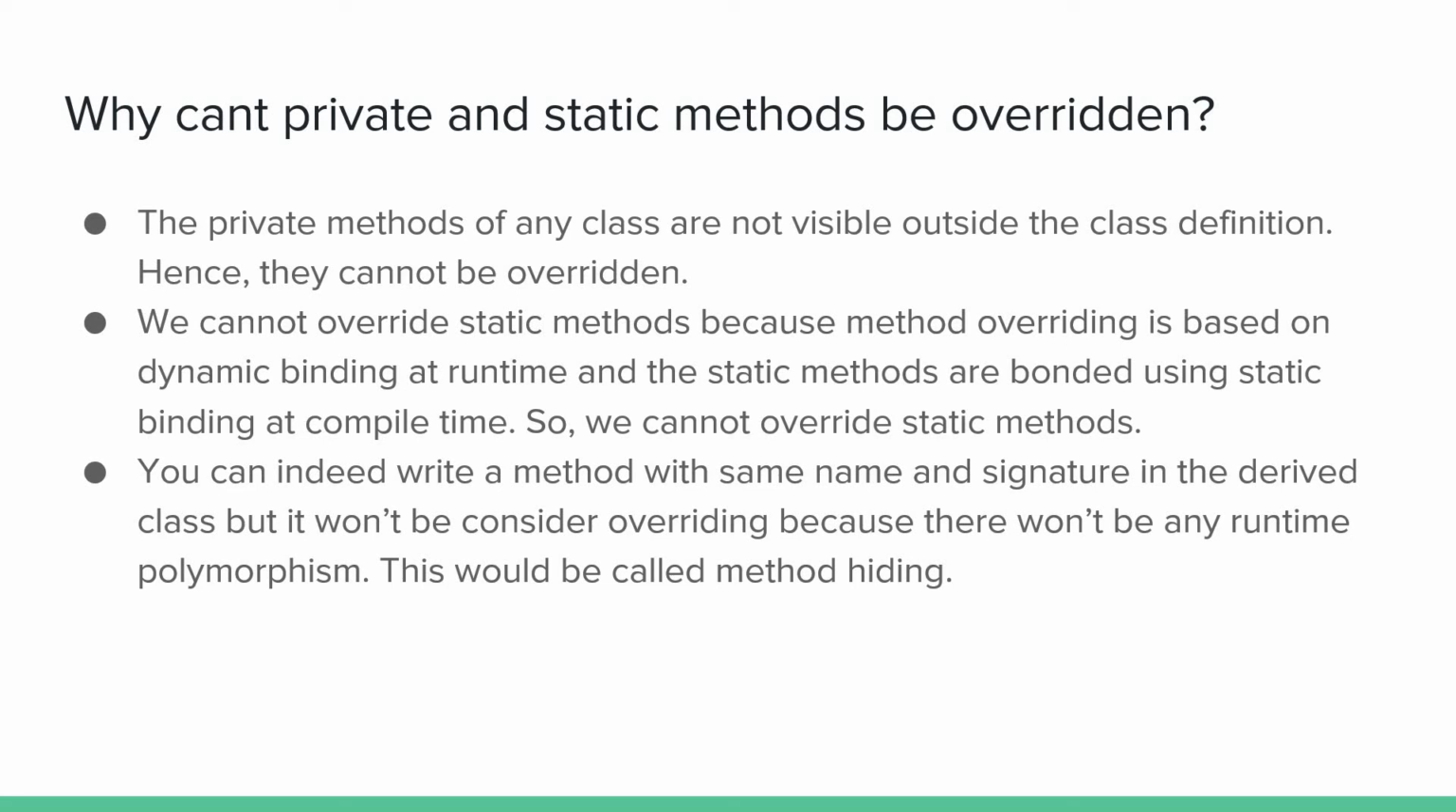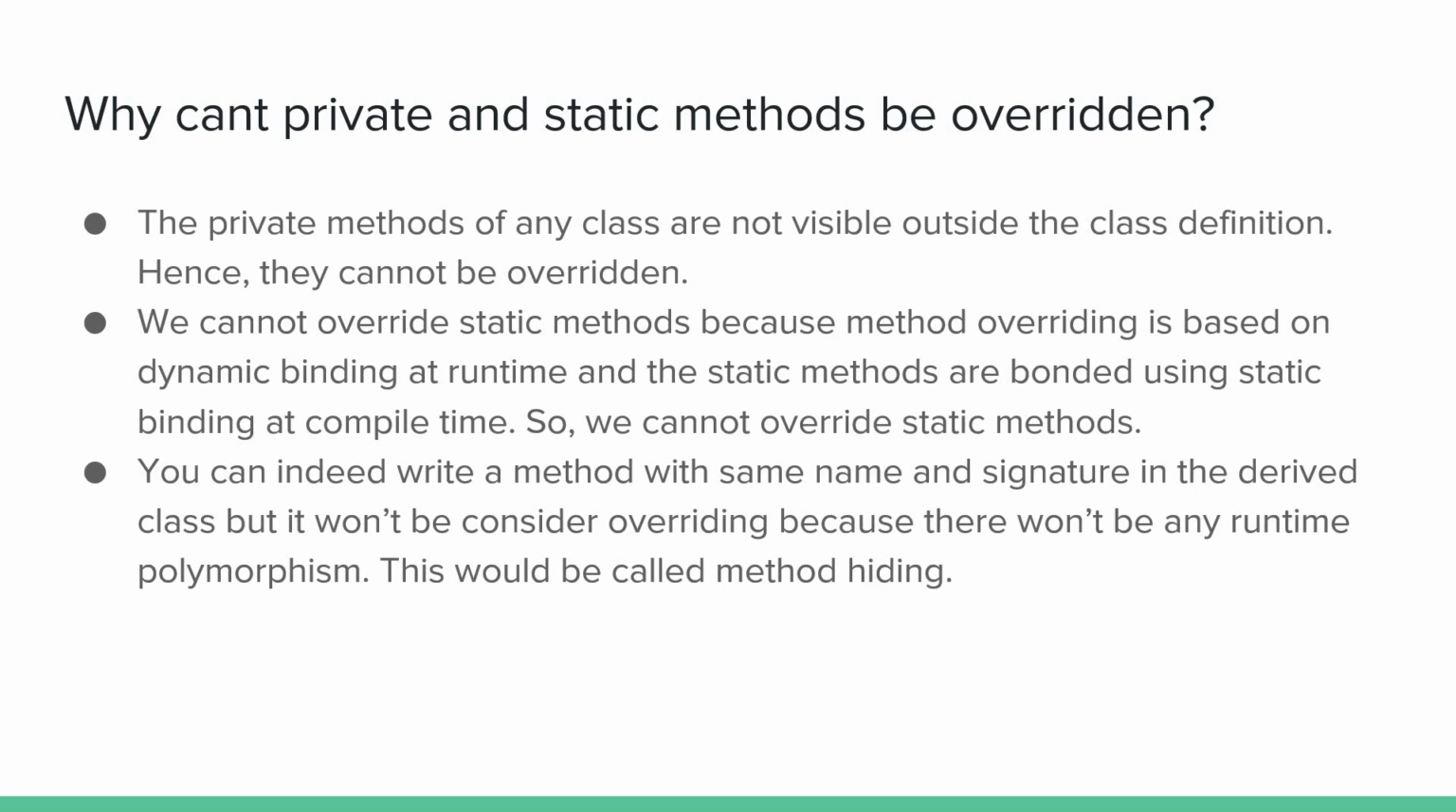We cannot override the static methods because method overriding is simply based on the dynamic binding at runtime, and the static methods are bound using the static binding at compile time. So one is the dynamic binding at runtime, which is the requirement, but what happens here is the binding is happening using the static binding at compile time, so it cannot work out. So we cannot override the static methods.